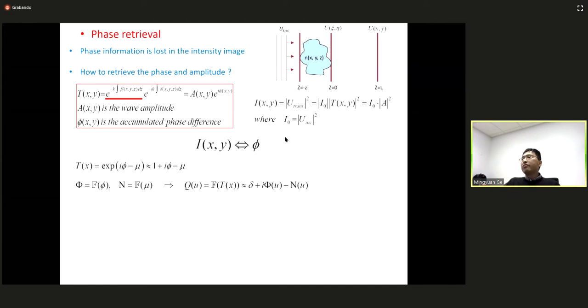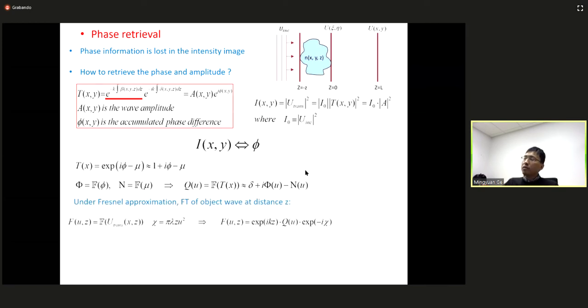So people have derived a way to retrieve the phase. If you look at the formula carefully, the transmission function T can be approximated by a linear function if the phase change is small. So the Fourier transform of this transmission function equals a delta function, plus the Fourier transform of phi and of mu.